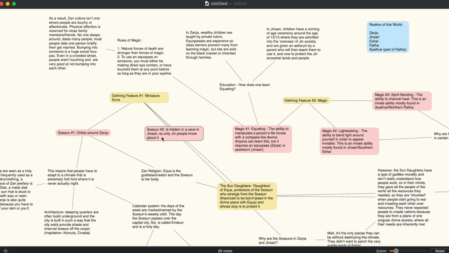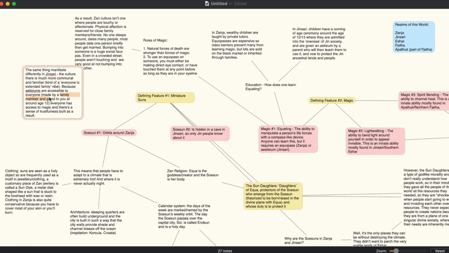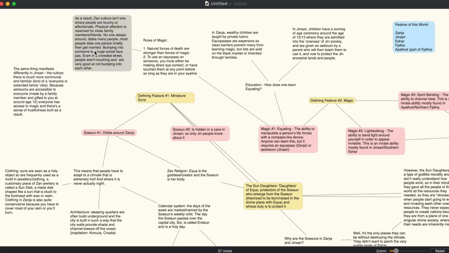They don't have any kind of magic there. One of the characters who's from Philha, I don't think she would even understand what a monogamous relationship is. I think if you tried to explain it to her, she'd be like, what are you talking about? Why would you do that? That makes no sense. In Jinsari, we again have the same defining features, but they manifest in such a different culture. In Jinsari, there's a very communal culture, an everyone's-extended-family vibe. Elysiums are accessible to basically everyone. A parent makes it for you, and then they give it to you as a coming of age thing. So basically everyone has access to magic, and so there's this extreme sense of trustfulness almost.